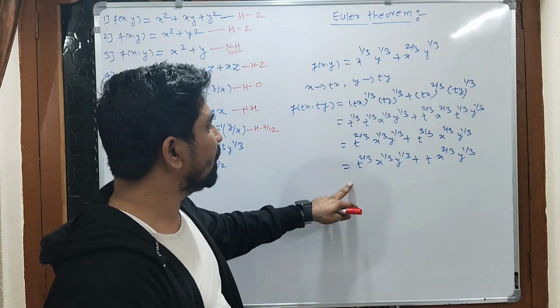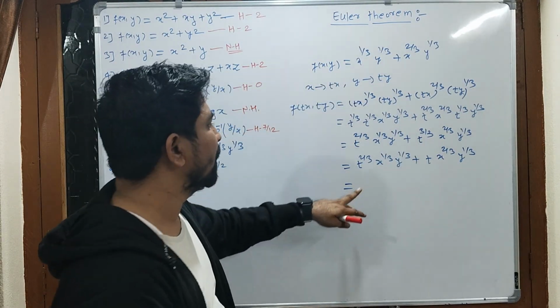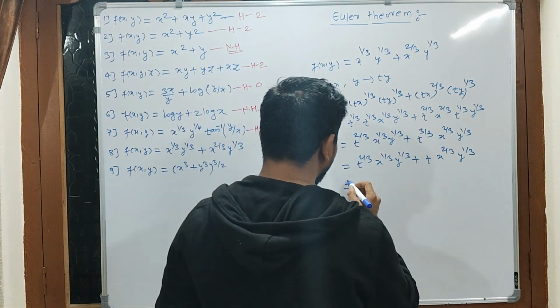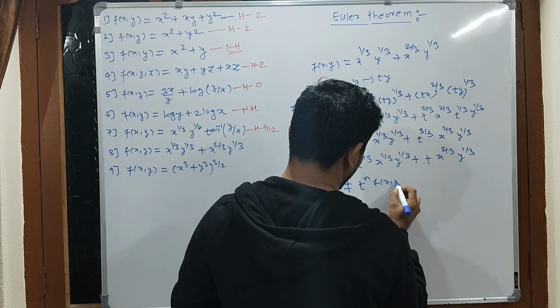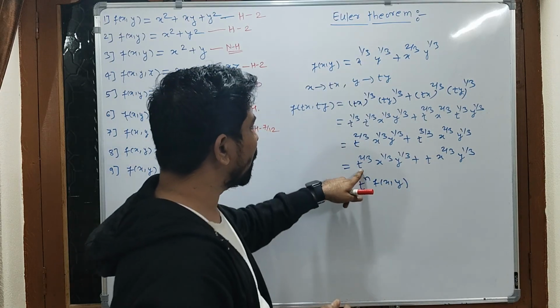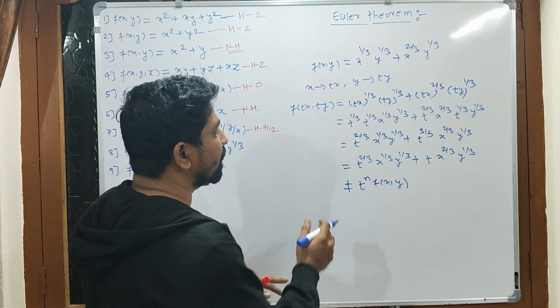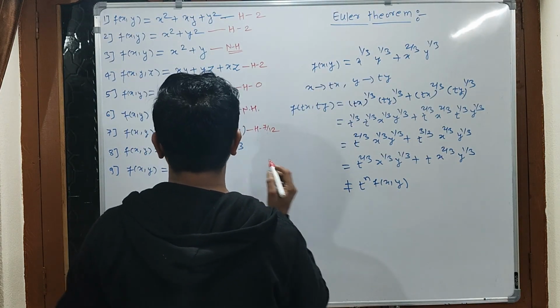So here we can't write this function as t to the power something times f of x comma y. So this is not a homogeneous function, because the power of t is different in each term. We can't write this function in that form, so this is not a homogeneous function.